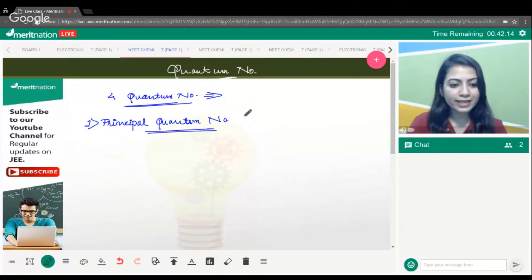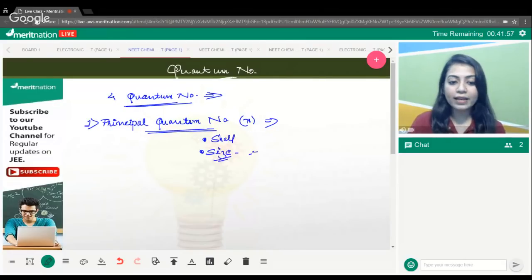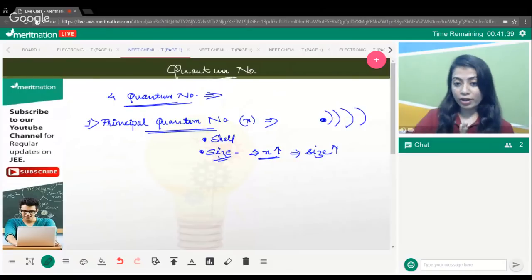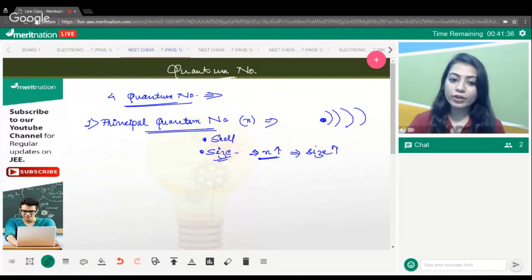Principal quantum number is basically denoted by the letter n. And what does it tell us about? It tells us about the shell in which the electron is present. Then it tells us about the size of the shell or the size of the entire atom. If n increases, if the number of shells increases, then the size also increases. Because if the nucleus is present in between and the number of shells is increasing, it will be farther away from the nucleus. And if it is farther away from the nucleus, obviously the size will also increase, right?